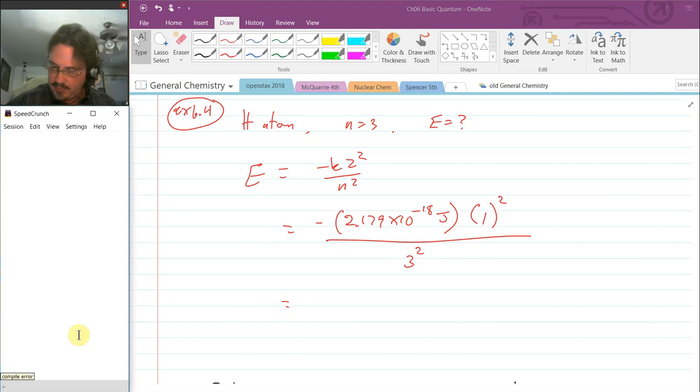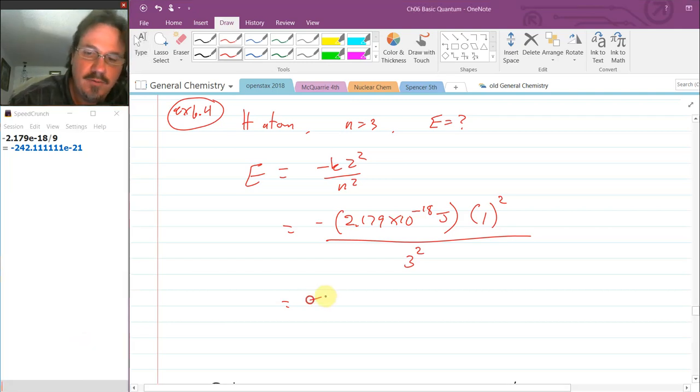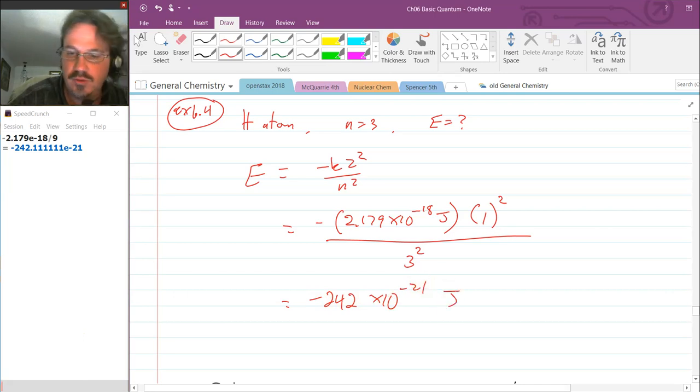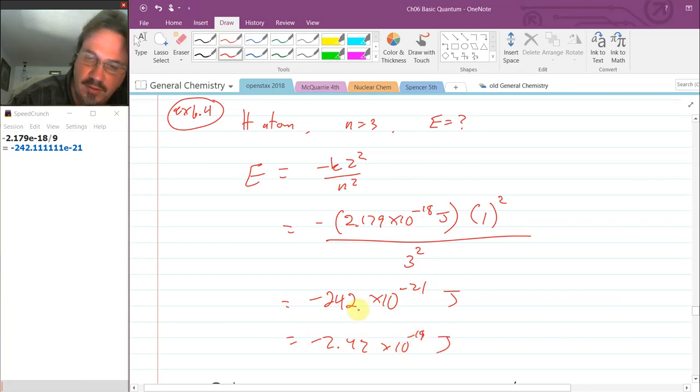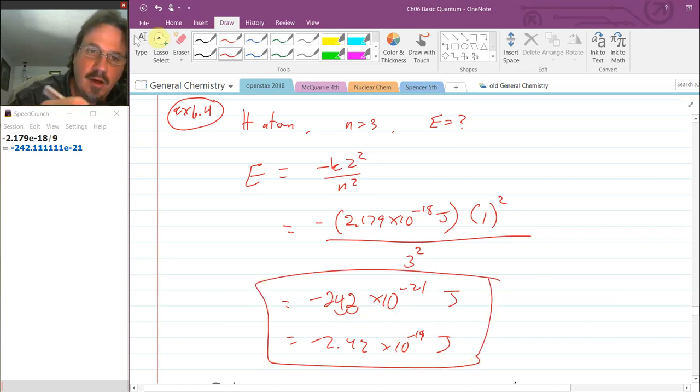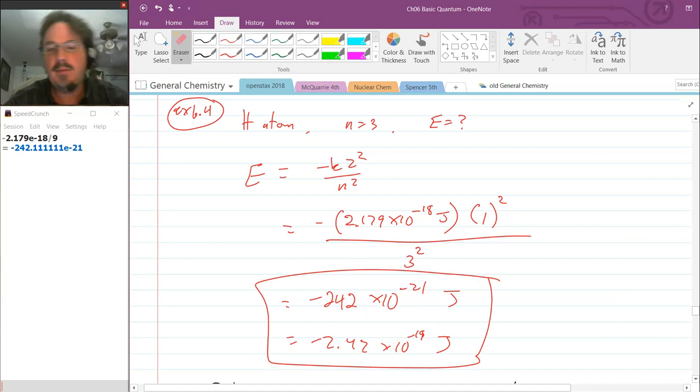Negative 2.179 E minus 18, and divide that by 3 squared, which is 9. Our result is negative 242 times 10 to the minus 21 joules. Or if you prefer, that would be negative 2.42 times 10 to the minus 19 joules, if I just take that and move it over 2 places. So there you go, there's my answer. That's how much energy it has when it went up to the 3 level.